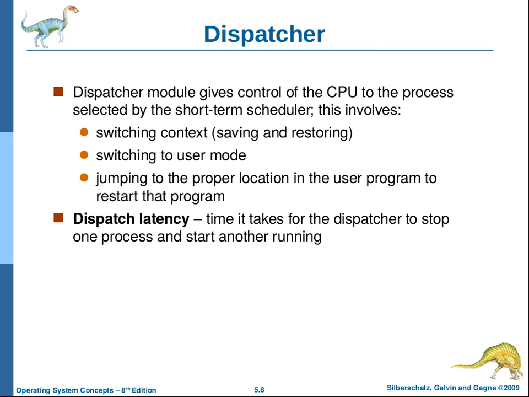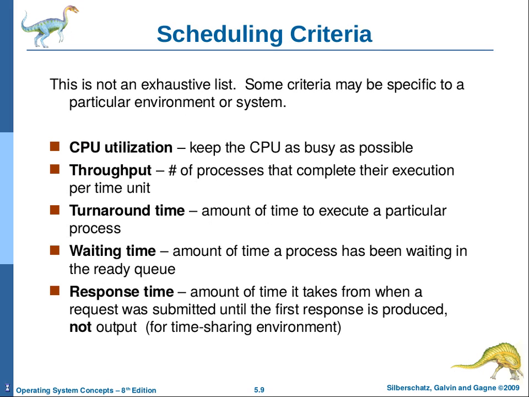All right, so dispatcher module. It gives control of the CPU to the process selected by the short-term scheduler. The dispatcher does the context switching, jumping to the proper location. The dispatch latency is the time it takes to stop one process and start another. It's how long a context switch takes in total, because it not only has to change the process, but also update the different schedulers behind the scenes. So keep in mind, dispatch latency is the context switch plus whatever else the CPU needs to take care of.